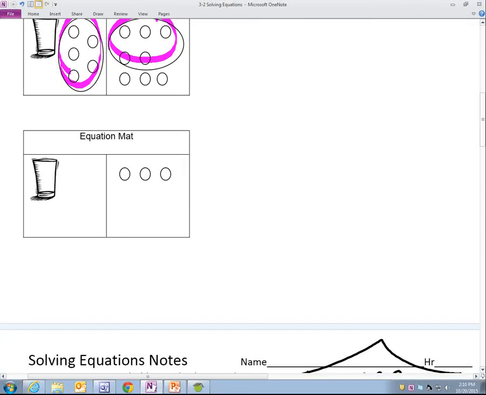That vertical line down the middle, that's like an equal sign, okay? Can I get that for me? There, you don't need that. Thanks.